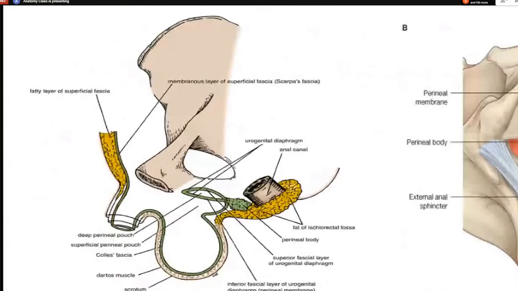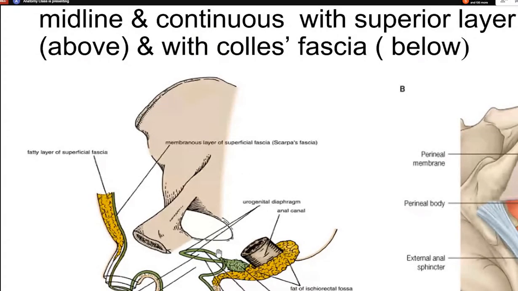Next one is posterior. Posteriorly, this one is continuous with the superior layer of the urogenital diaphragm, and this is also continuous with Colles' fascia. Can you see?